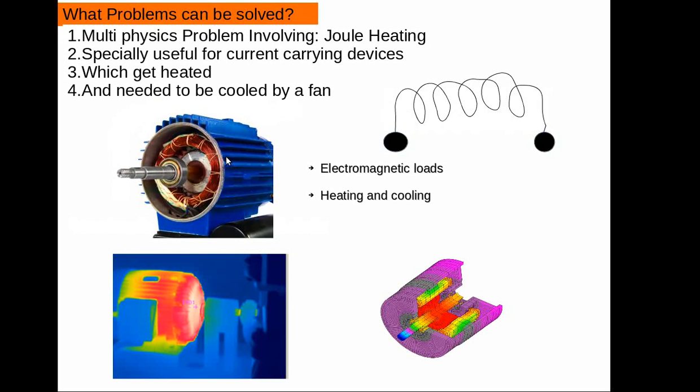Then there is a multi-physics problem which can be solved, especially in the case of a motor. This is especially useful for current carrying devices which get heated and need to be cooled by a fan. Whenever a current flows through a coil, heat is generated. This heat is generated on account of Joule heating. This can be simulated. We can find the heat source, and we can optimize the fan speed so as to reduce the parasitic power consumption and to improve the motor efficiency.